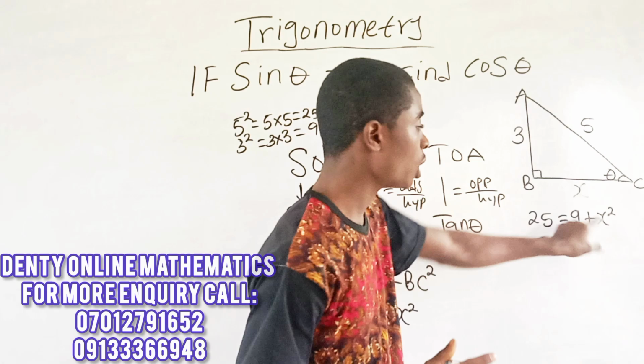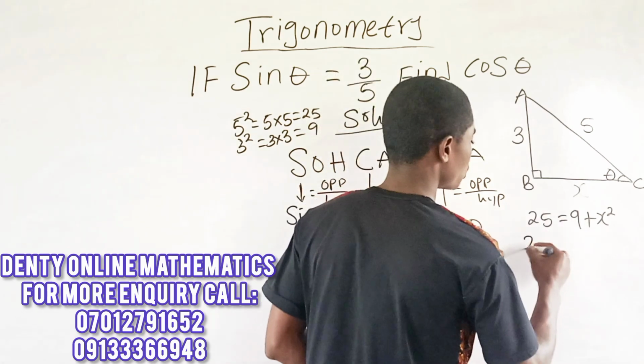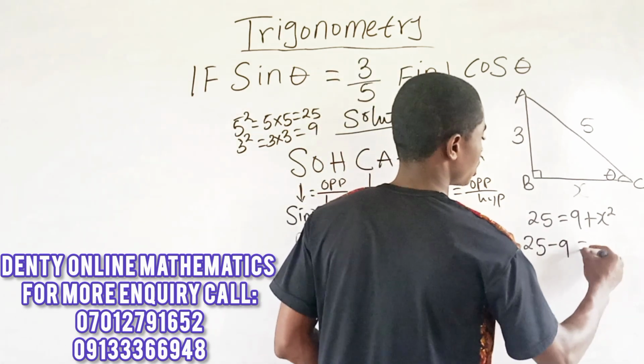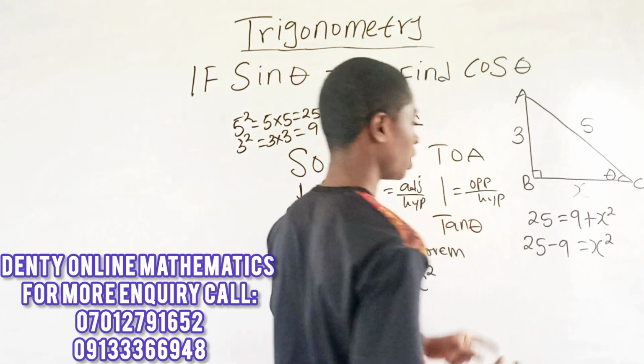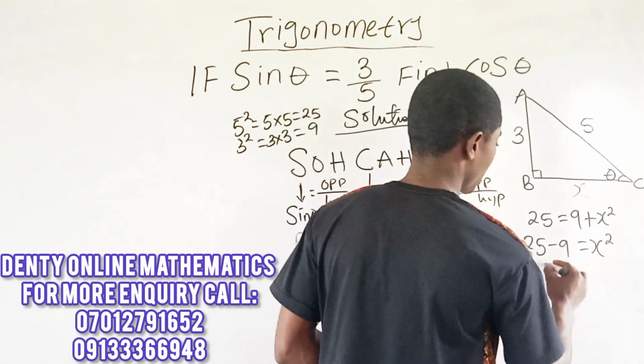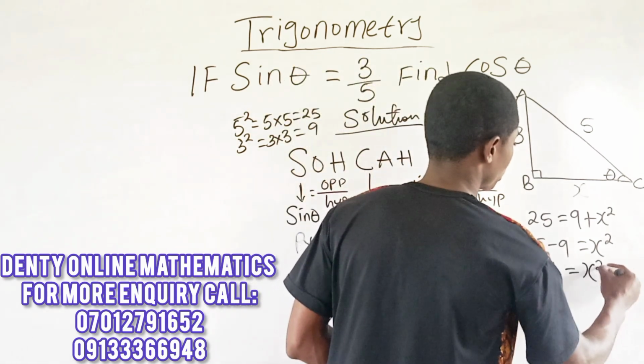Now look, we have x squared here. This is the only thing that is unknown. So we can take this side. This will become 25 minus 9 equal to x squared. Now, 25 minus 9 is what? 16, equal to x squared.